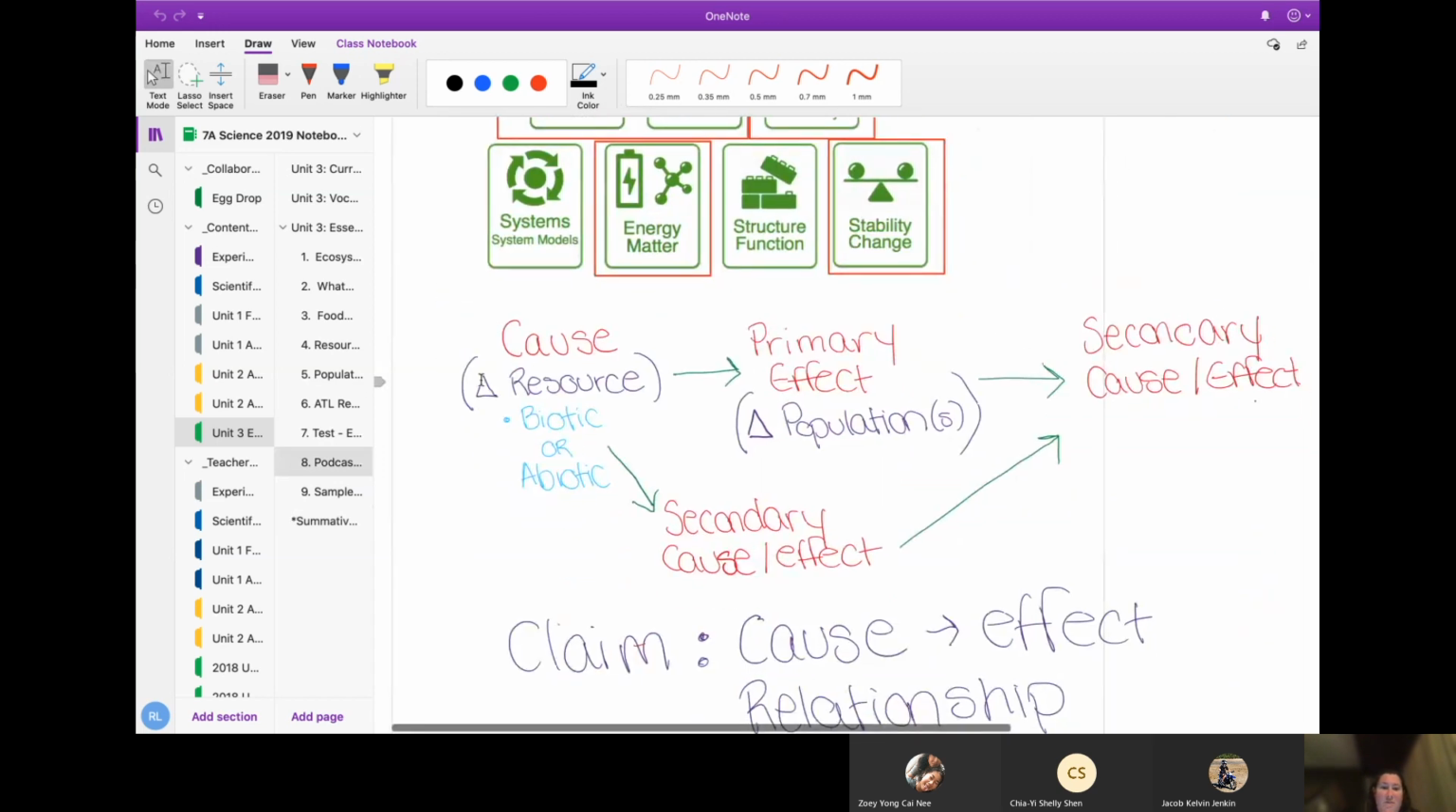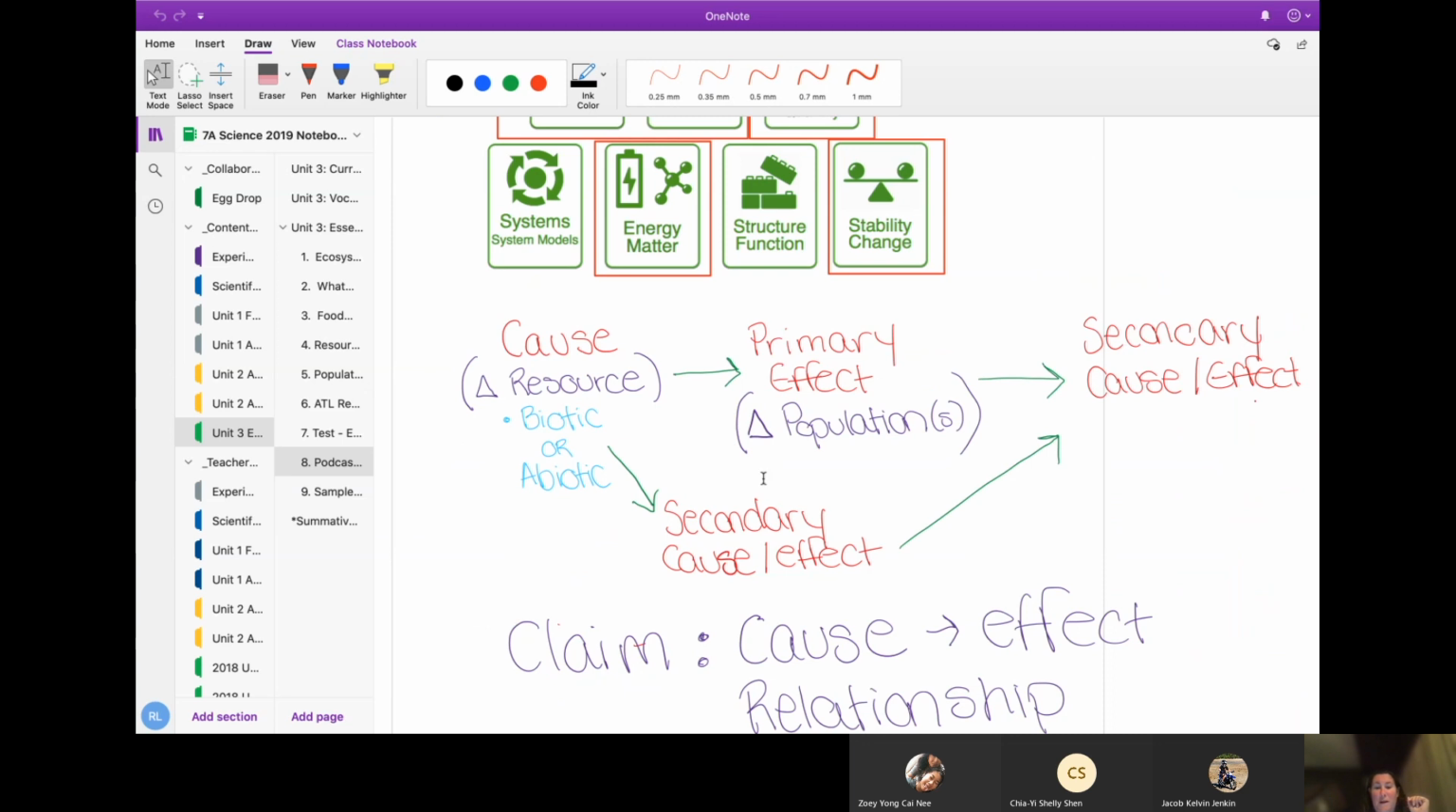So in your article, there's going to be some sort of change in a resource. Maybe there's more of something. Maybe there's more biotic resources. There's more prey available. Maybe it's better weather, more water. Sometimes they're good, sometimes they're not. Maybe it means less of a resource. And so that's the cause, and that's going to have some sort of an effect on a population. Maybe the population increases, maybe the population decreases. This is going to be the main focus of your article.